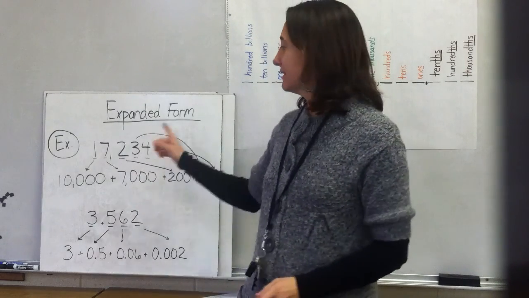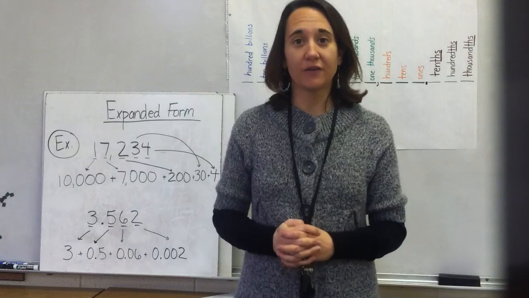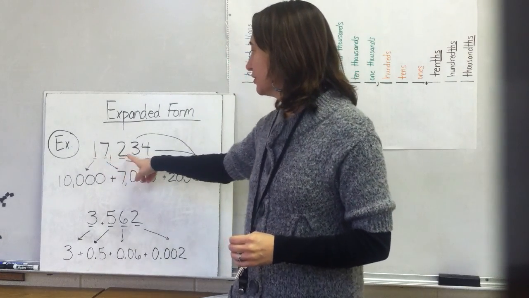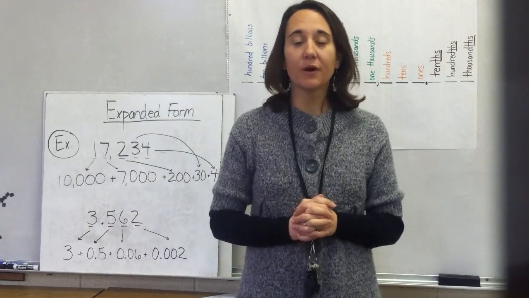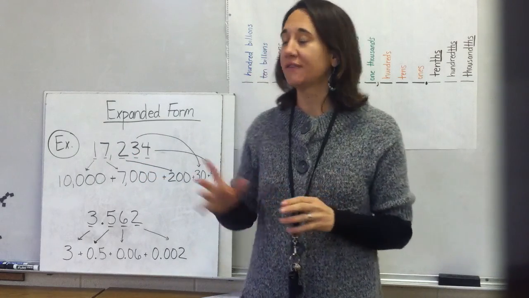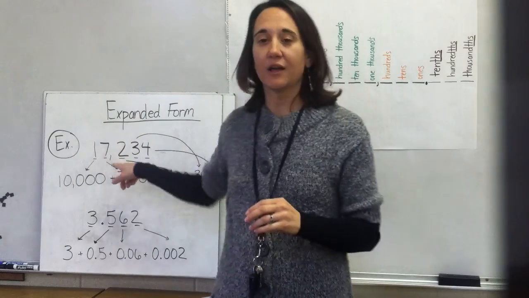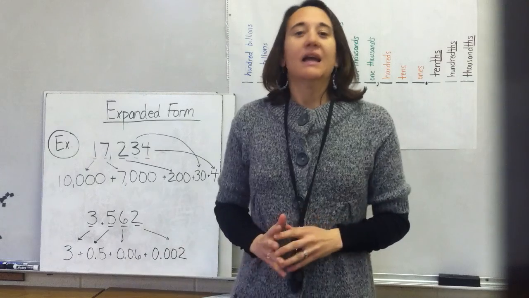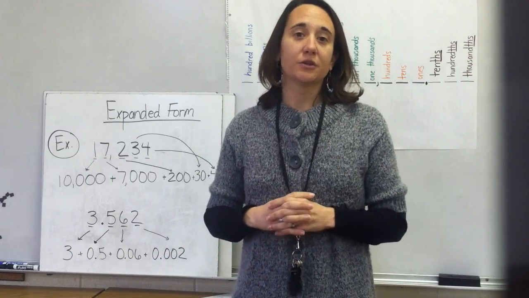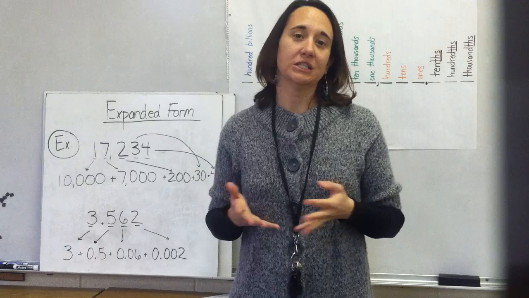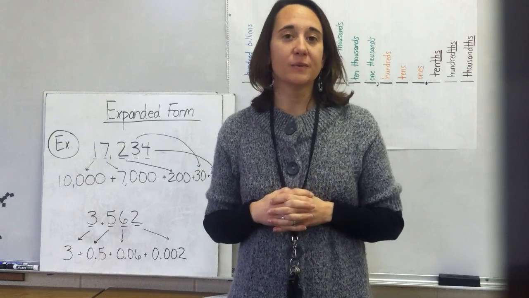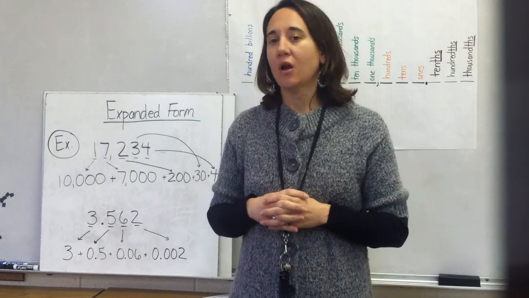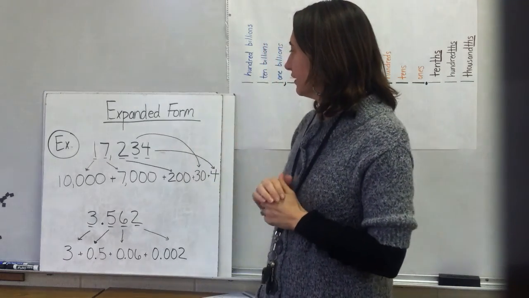As you can see, my example here, and it's also the example that you have in your notebook, is 17,234. And if you remember, I said for expanded form, you use the place value chart and the place value of the numbers to expand out the number. You want to do this because it really helps you understand the value of each digit in the number better, and it can also be helpful if you're doing multi-digit multiplication and you're having trouble. So let's take a look at this.